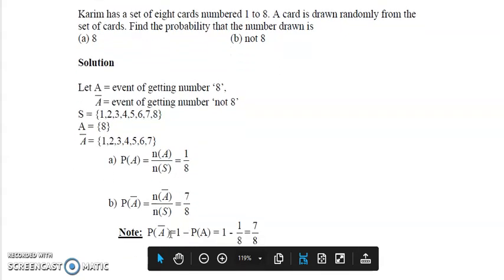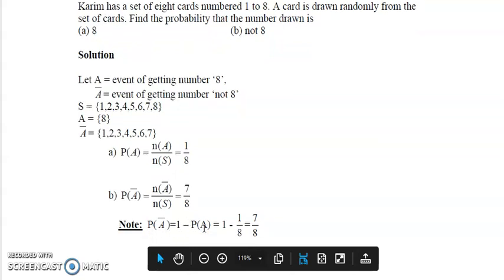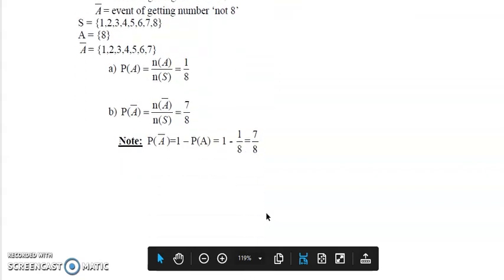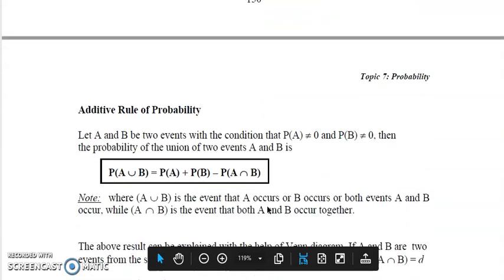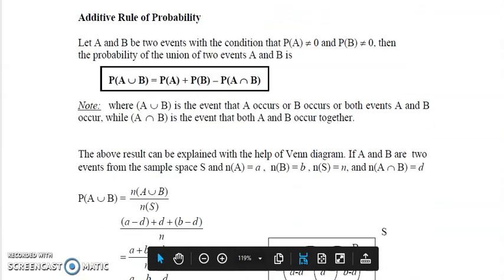Or you can just use the formula: probability of A bar will be equal to 1 minus probability of A, which is 1 minus 1 over 8, equal to 7 over 8. So I hope you are clear about the complementary events here. And let's move on to the additive rule of probability.